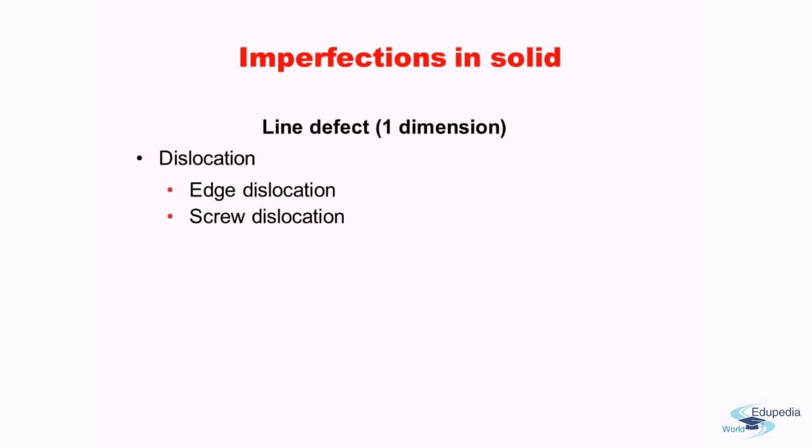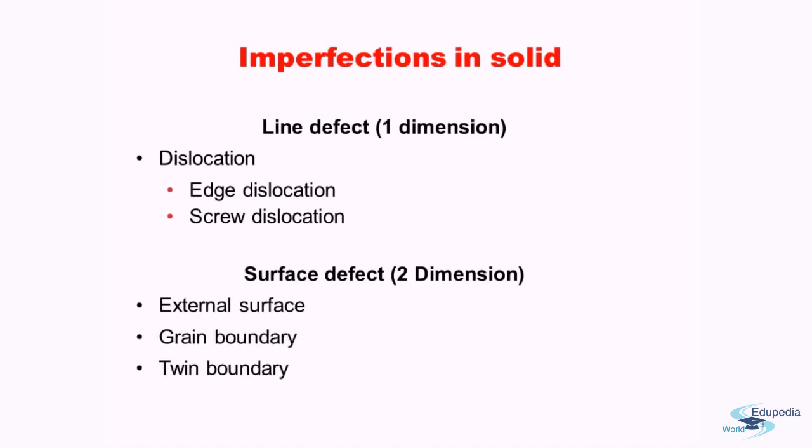So now we know what a line defect is. Next, let us see what the possible surface defects are. Surface defect, as the name suggests, any surface is a two-dimensional thing, right? So a surface defect is a two-dimensional defect or two-dimensional imperfection in a solid. So what are the possible surface defects? Some of the possible surface defects are the external surface, right? External surface is actually a discontinuity. So ideally there should not be any external surface.